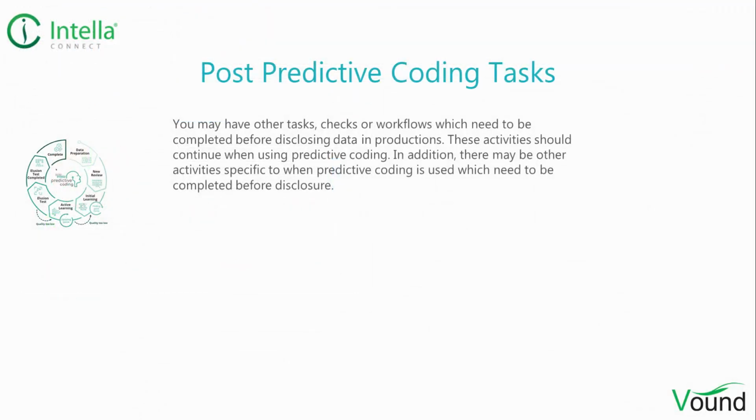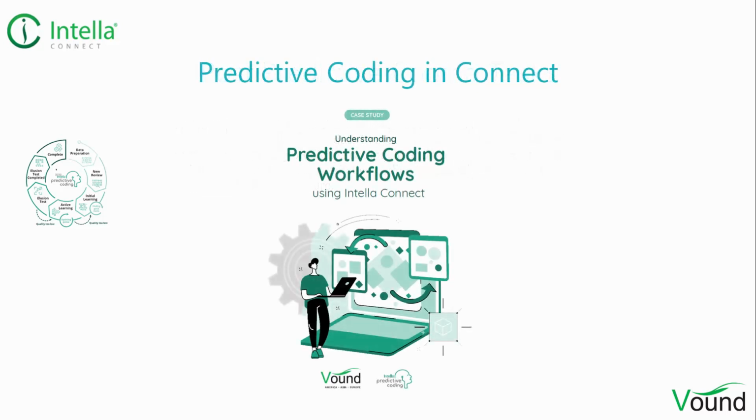In commercial cases, once you have completed the predictive coding exercise, you would of course follow any other steps or workflows that you have in place before disclosing the respondent information. That completes this demonstration of the predictive coding workflow in Connect. As mentioned at the beginning, we have a predictive coding white paper available if you require more information. This white paper runs through a predictive coding exercise and discusses the results and cost savings.